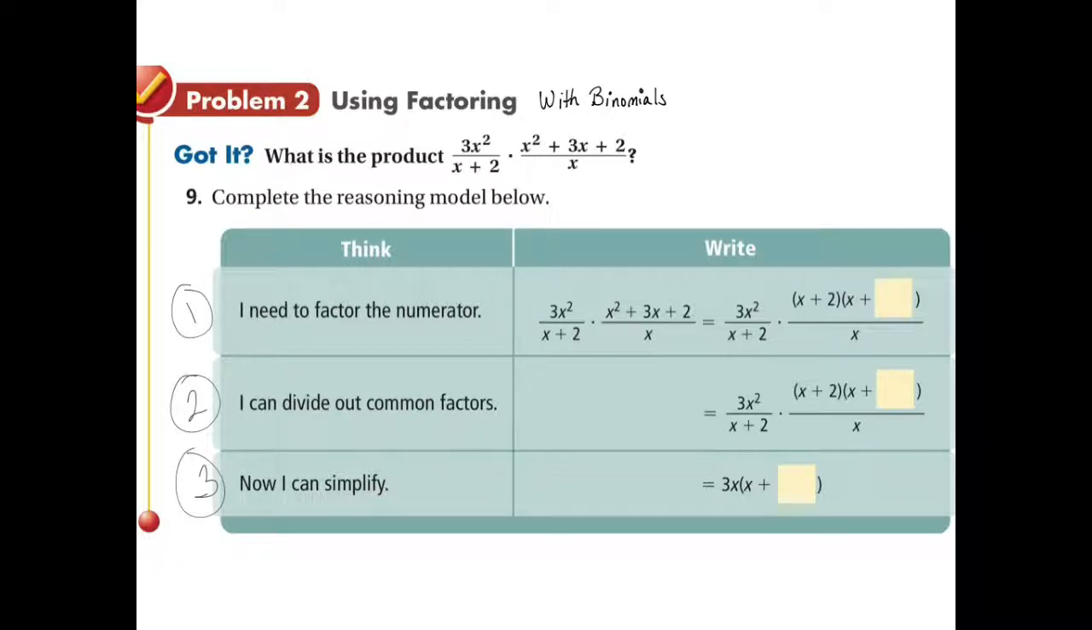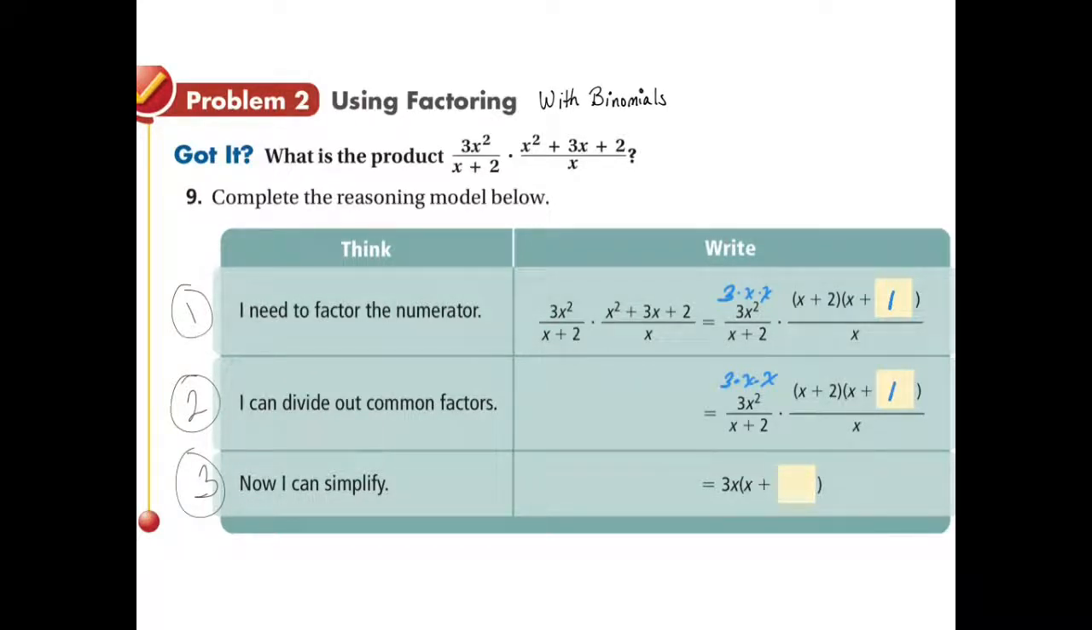So how does this work in practice? Well, first we factor. 3 times x times x. And now I'm going to factor the trinomial. So x squared plus 3x plus 2 factors out to be x plus 2 times x plus 1.